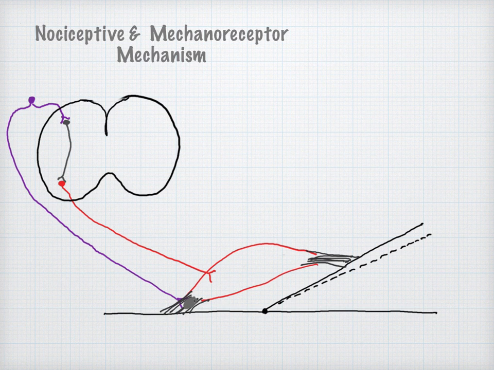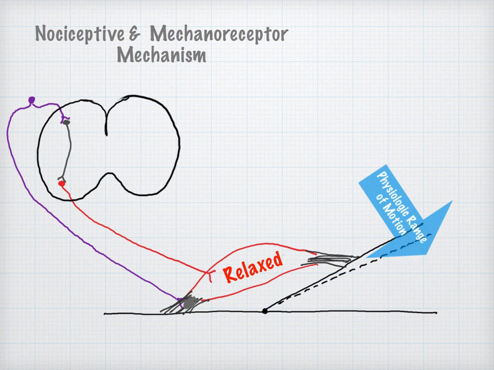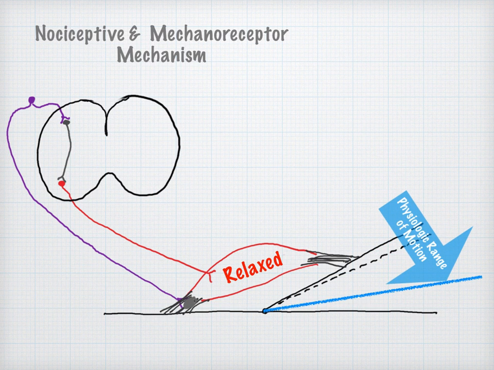prevent muscle injury. When the joint is brought into and through the restrictive barrier with HVLA technique, the Golgi tendon organ senses the tension of the muscle and a signal is sent to inhibit the contracted muscle, which leads to relaxation of the muscle, resolution of the restrictive barrier, and restoration of the physiologic range of motion.